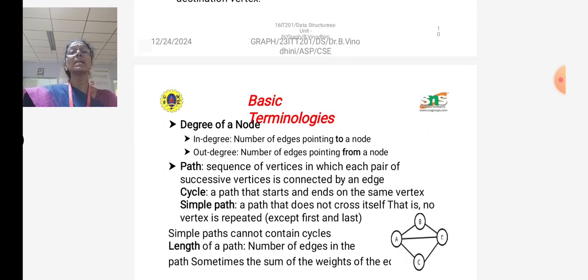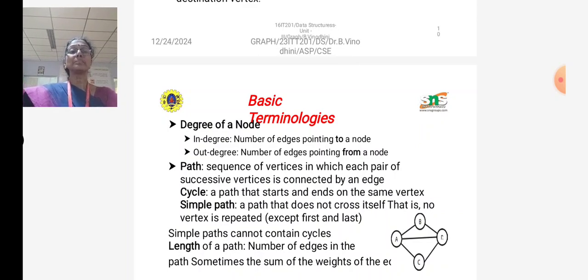Next is the degree of a node. We have in degree and out degree. In degree means the number of edges pointing to a node. Out degree means the number of edges pointing out from a node. The in degree is a basic term used to find the topological sort. In the forthcoming videos we will see what the topological sort is. For the topological sort, in degree of all the nodes is very important.